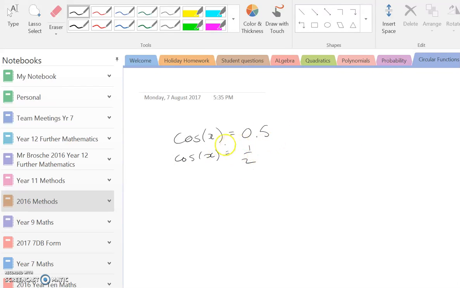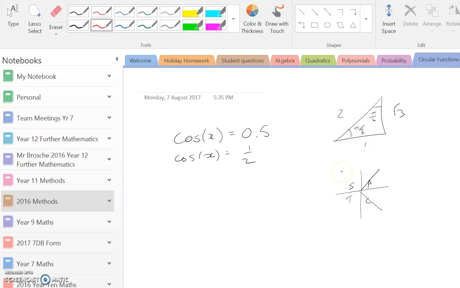I know that if cosine x is positive a half, then it is given by pi on 3, or in this quadrant cosine is positive, but also in this quadrant cosine is positive. So cosine of pi on 3 will give me a half, and cosine of negative pi on 3 will also give me a half.